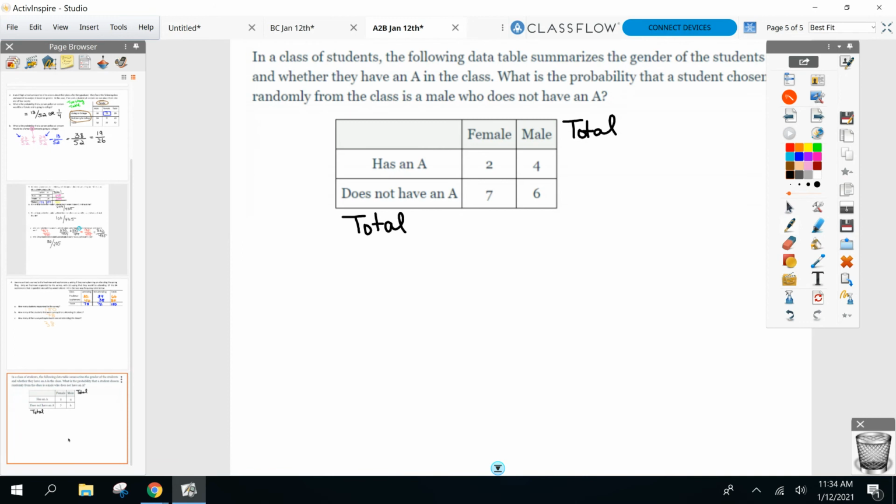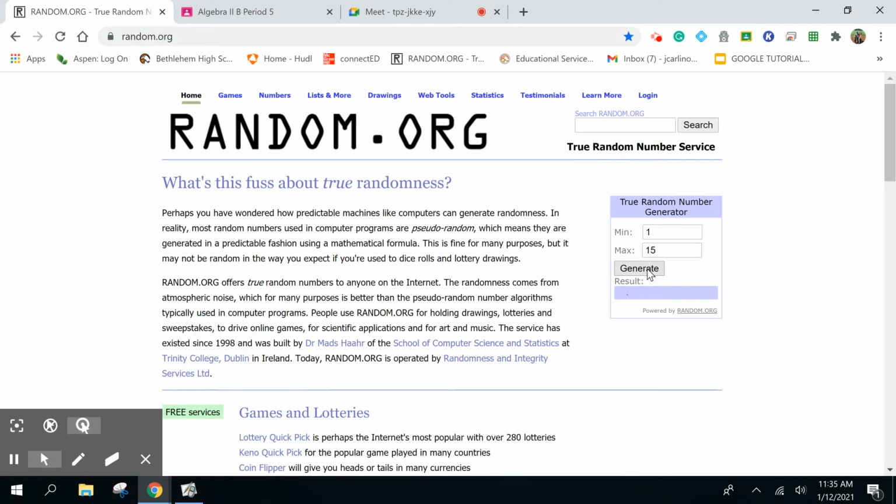All right. So it looks like I got 6 and 13 here. I got 9 and 10 here for a total of 19. All right, and there's only one question here. What's the probability that a student is chosen from the class, so whole class, not males and females, whole class, that it's a male who does not have an A? What's the probability you choose a male that does not have an A?